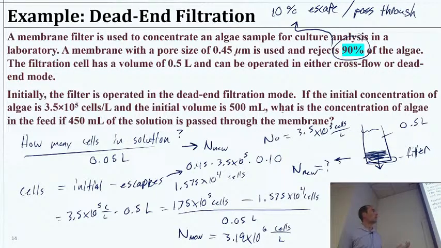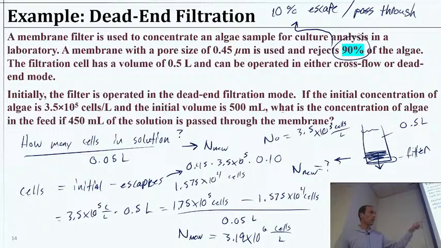So if we had 100% rejection, it would be exactly 10 times concentrated, right? And we almost didn't even need math for this. So I wanted to show you that if you master the what's-happening-here aspect of this, it can become very intuitive and very straightforward.